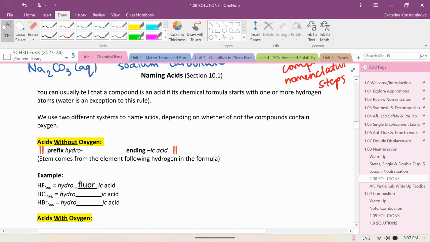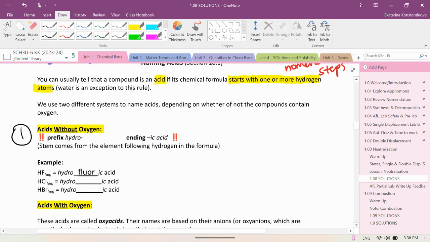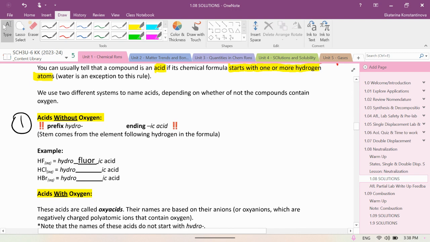You can usually tell that a compound is an acid if the chemical formula starts with one or more hydrogen atoms. Water is an exception. So we use two different systems to name acids depending on whether or not the compound will contain oxygen. The first one that we're going to look at is what we do when we have an acid without oxygen. And then we're going to take a look at how we name an acid with oxygen. So an acid with oxygen is when you have your polyatomics present.